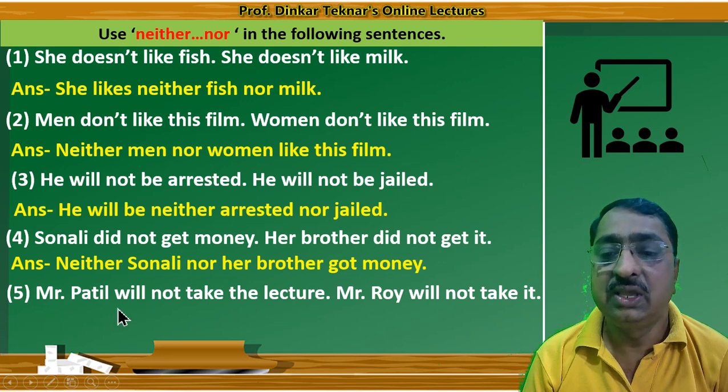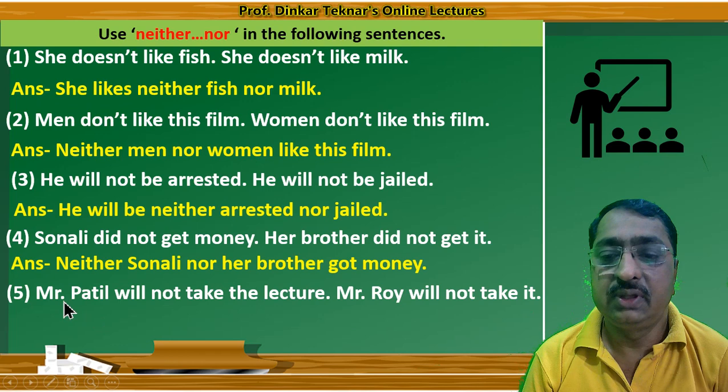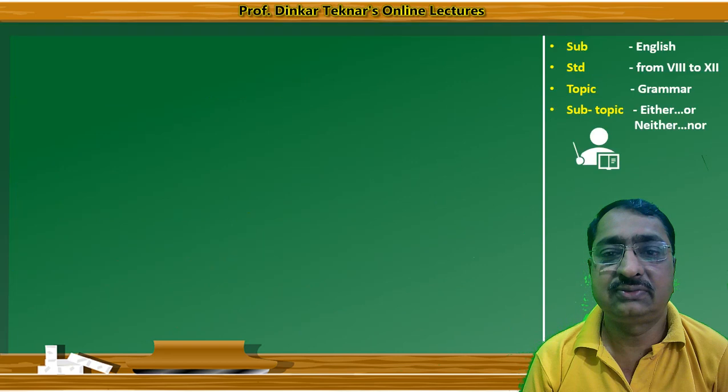And the last sentence, Mr. Patil will not take the lecture. Mr. Roy will not take it. In this sentence, two objects will be Mr. Patil and Mr. Roy. And the answer will be neither Mr. Patil nor Mr. Roy will take the lecture.